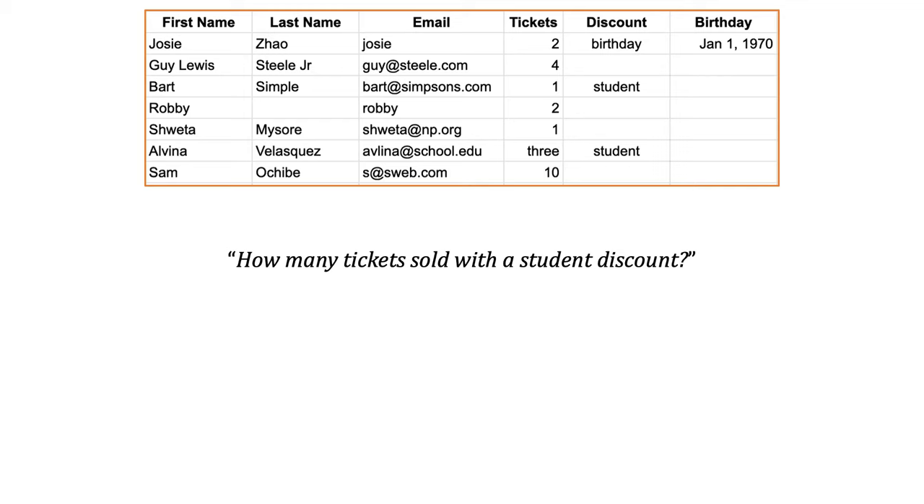All right, so the next benefit of tables is we get to ask questions like this, right? How many tickets are sold with the student discount?